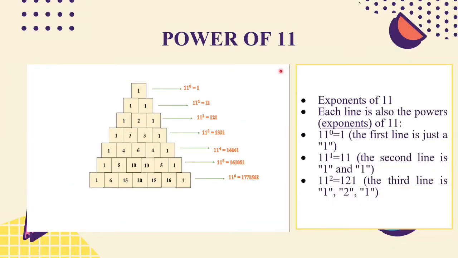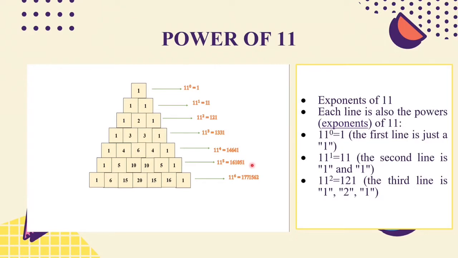The next strategy is powers of 11. Each line is also the power or exponent of 11. The first line is just 11 raised to 0, which is equal to 1. Then the second line is 11 raised to 1, which is equal to 11. Then 11 raised to 2 is equal to 121. Then 11 raised to 3 is equal to 1,331. And 11 raised to 4 is equal to 14,641.